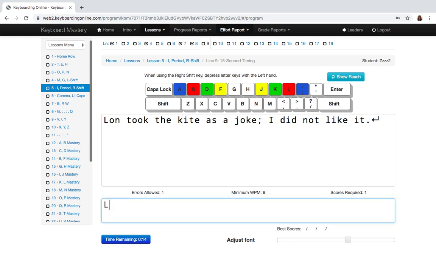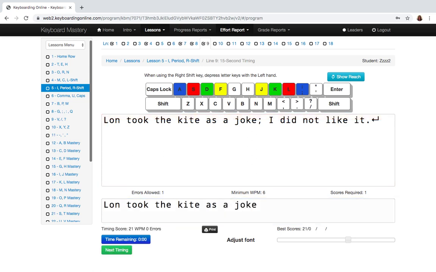Left shift, strike L, O, N, space, T, O, O, K, space, T, H, E, space, K, I, T, E, space, A, S, space, A, space, J, O, K, E. And that's as far as I got. Anyway, interesting. So to use the right shift, remember it is in blue.